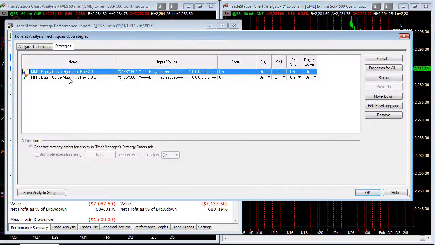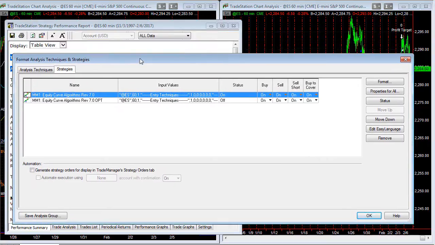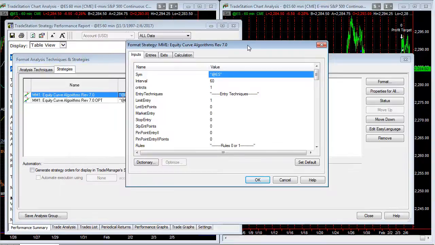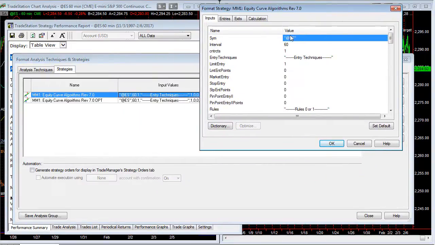And we'll see that we're looking at the MM1 equity curve algorithm rev 7.0. This is for the non-tick version. There's a separate algorithm for using tick charts, second and tick charts, non-1 minute, non-time interval charts. And so we go over this setup now in this video. We're going to take a look at the rules. And if I double click on the strategy, you will see the input rules.